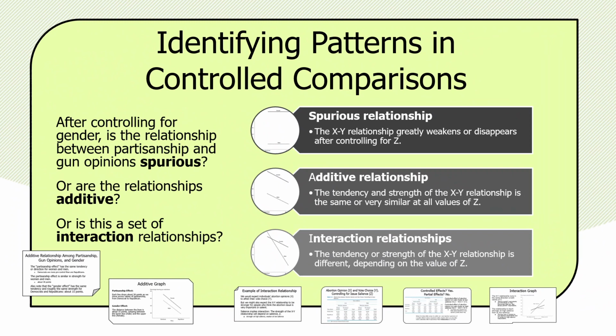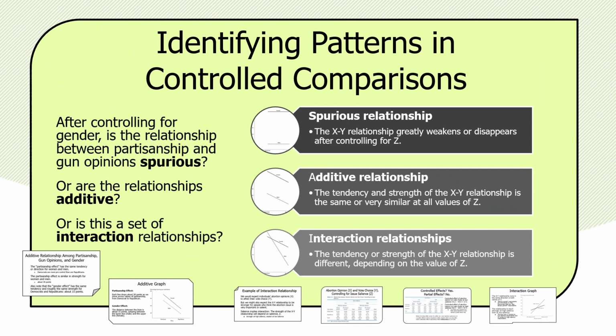In an additive relationship, the tendency and strength of the XY relationship is the same or very similar at all values of Z. Now, tendency can also be described as direction. In this case, the tendency would be that for both men and women, Democrats are more likely to favor gun control than are Republicans. Is that the case for women? Yes. Is that the case for men? Yes. So the tendencies are the same in terms of the direction of the relationship.